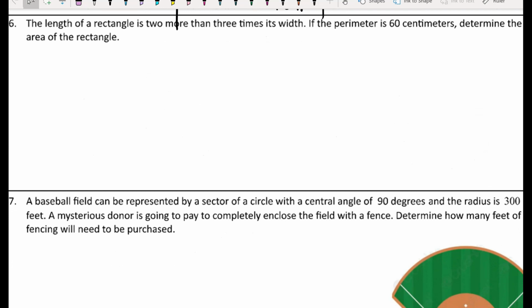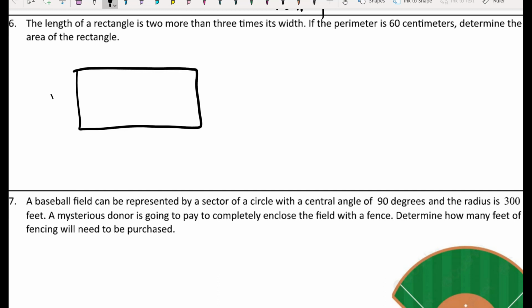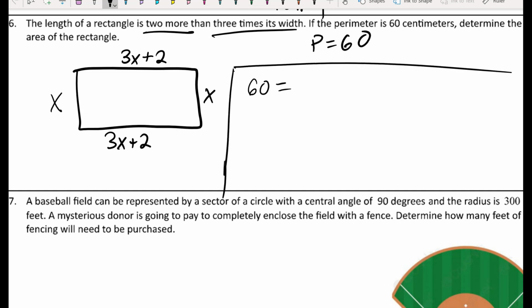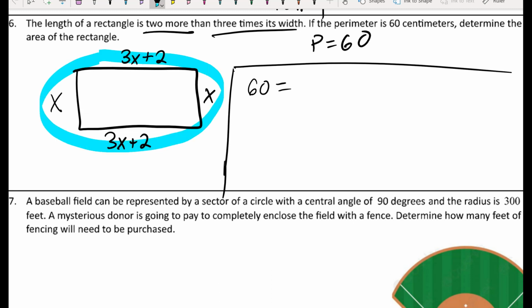For number 6, the length of a rectangle is 2 more than 3 times the width. I'm just going to sketch a picture there. So if I label the width as x, the length should be 2 more than, so plus 2, 3 times the width, so that's triple, multiplying by 3. And again, it tells me the perimeter is 60, and that's just summing all the sides. Remember that opposite sides in a rectangle are congruent, so I can set up the same sort of problem, where I set 60 equal to the sum of all these sides.